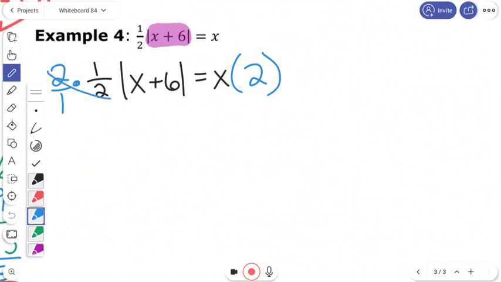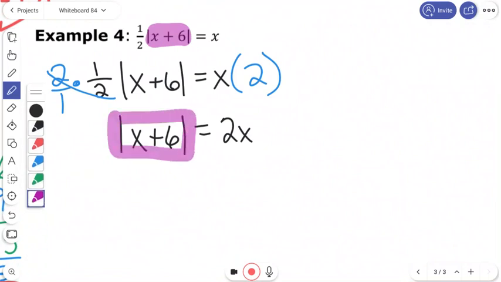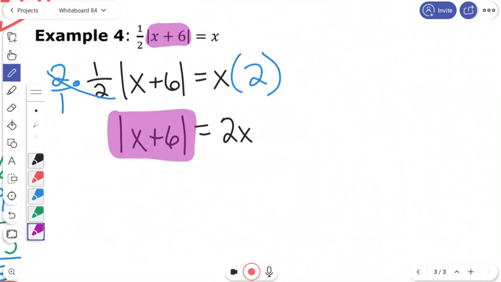So 2 times 1/2, those reduce, and we end up with the absolute value of x plus 6 equals 2x. All right, so now I have my absolute value expression isolated. There's nothing else on the left side of my equal sign other than this expression. So we're going to have to write our two equations now.